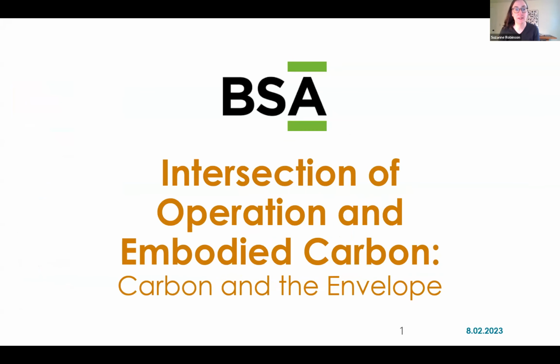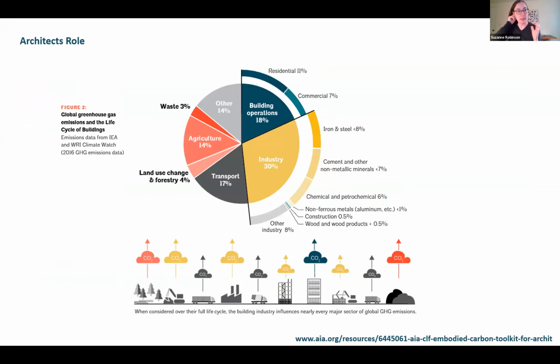So taking a look at the intersection of operational and embodied carbon, kind of giving you a quick overview on the two components of carbon. In this, I'm going to focus a lot on the envelope, because both embodied carbon and operational carbon come into some of the decision making for that. Again, a reminder: looking at all the CO2 emissions, almost half of it is being emitted through the building industry, whether it's the construction or the operation of the buildings.